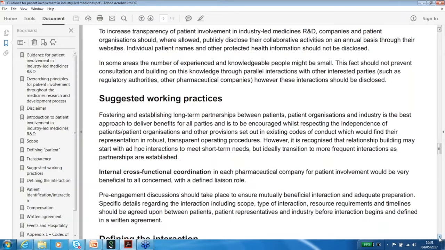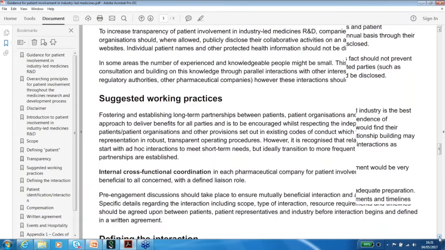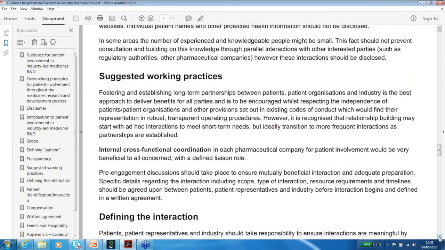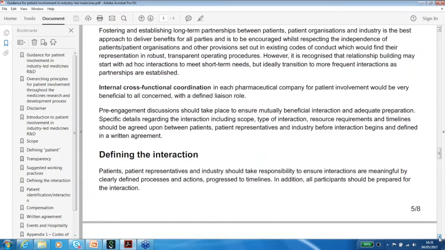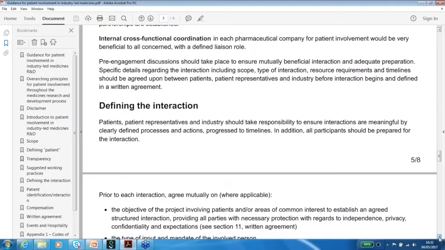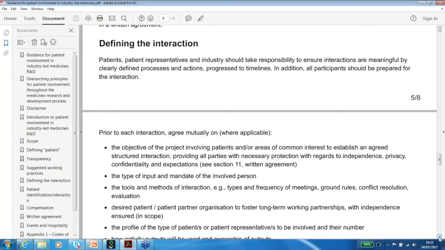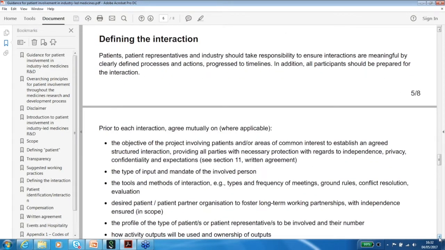Okay, Ingrid, just going to pause there in terms of any questions before I go on to defining the interaction. Yes, there are questions. There was one question going back to before you started to talk about transparency, and this was, you mentioned mandate. What did you mean with mandate, Kay?